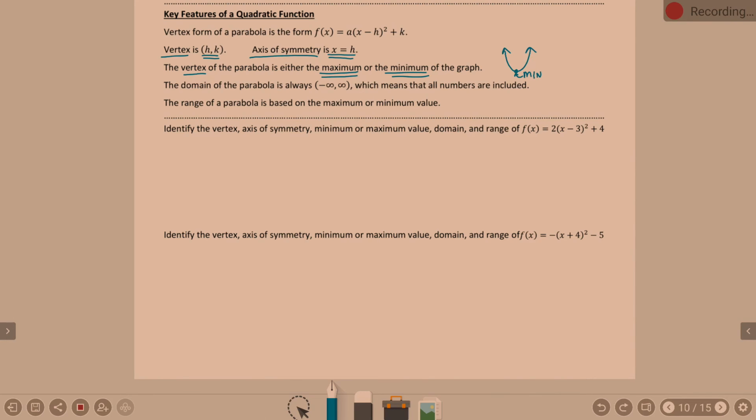As opposed to, what about this? Where's my vertex at here? Maximum. It's a maximum because that is the highest. It doesn't matter how far I extend that parabola. That vertex is the maximum there. So we're going to use those words maximum and minimum. If it's a right side up parabola, your vertex is a minimum. It's at the bottom. If it's an upside down parabola, your vertex is at the top and it's a maximum.